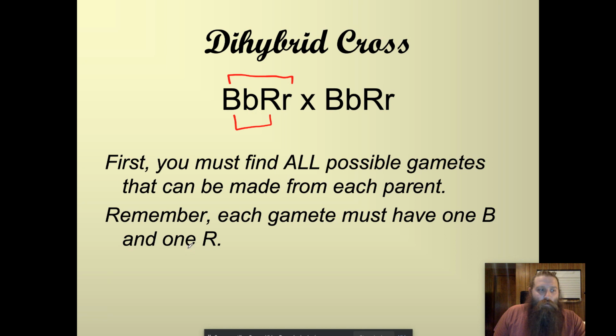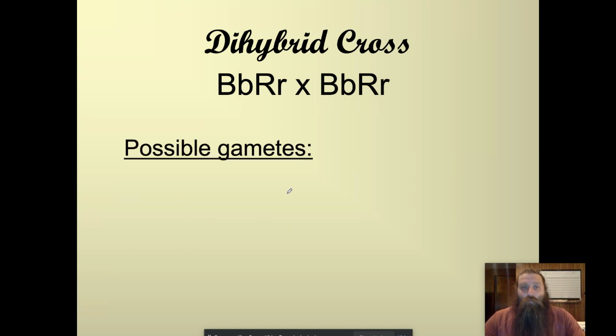So I can have big B, big R. I could have big B, little r. And then these two and those two go together, so I'd have little b, big R, and I'd have little b, little r. So there would be the gametes for the parent. You have to have one B and one R in each gamete. So we can have big B, big R.